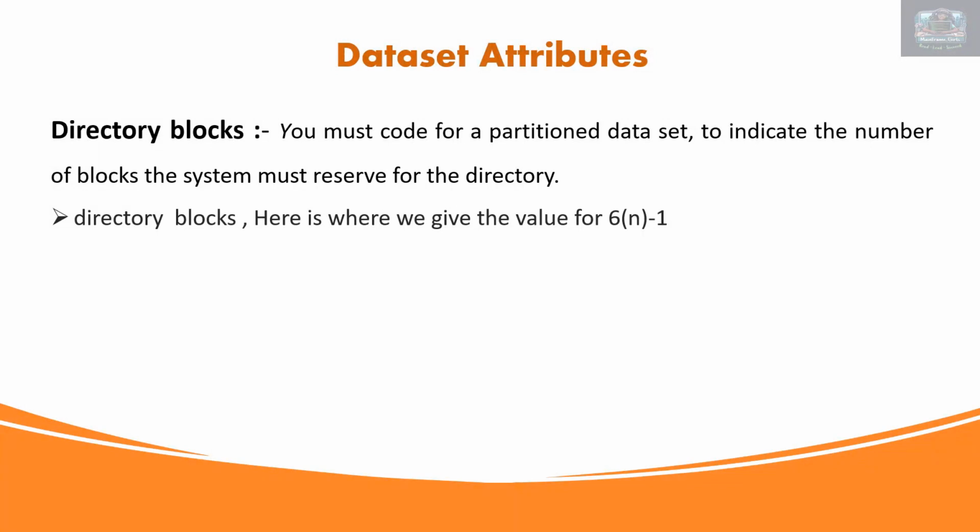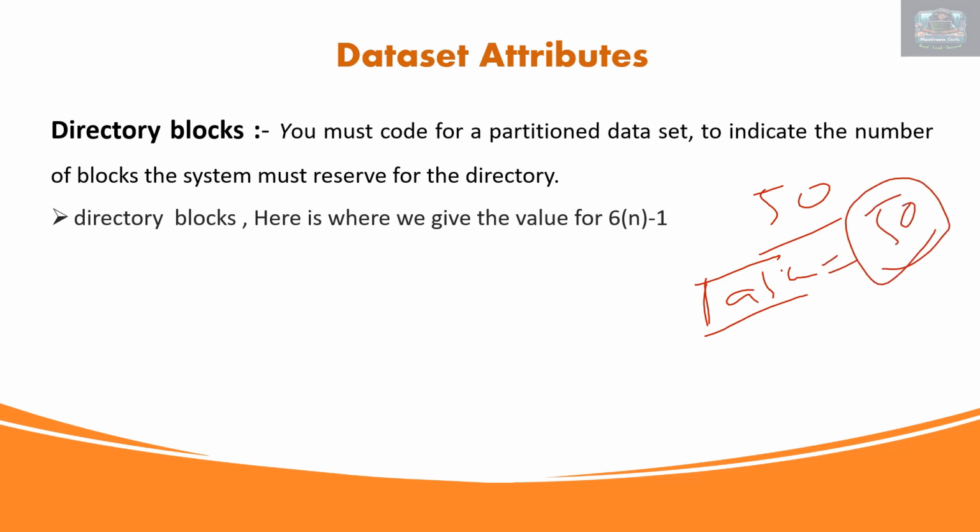Suppose you're creating, as I told you, you can put a group of data sets in one place. Say you need 50 files in one data set, you create a data set with the name abc.abc, and you say you need 50 members in it. So what directory blocks can you give? Suppose you need 50, you use 6n minus 1, and you give directory blocks n equals 9. Then it will be 54 minus 1, which is 53. Then you can create 53 members in it.